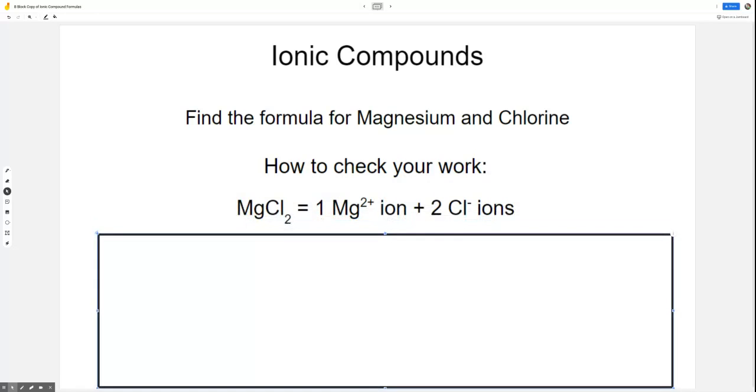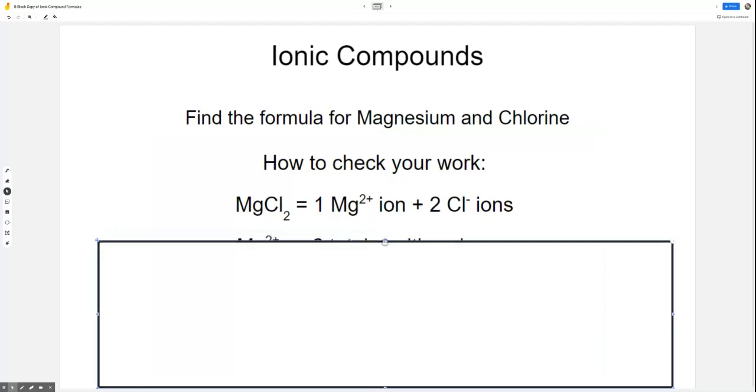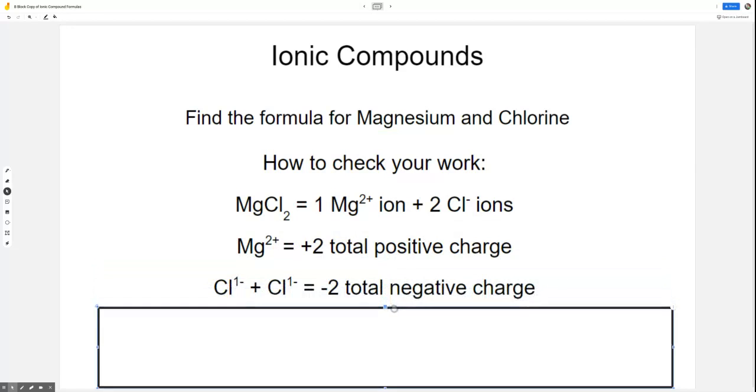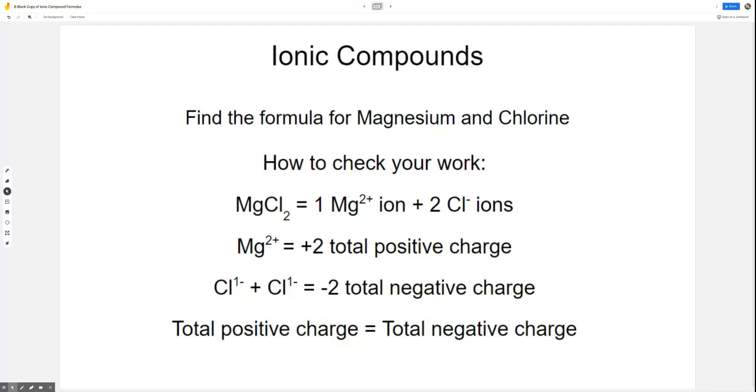Okay, MgCl2, and I sort of explained this in the last slide as well. The formula means 1 magnesium, 2 chlorines. Well, 1 magnesium means a total of positive 2. 2 chlorines together gives you a total of negative 2. If the total positive charge and the total negative charge are the same, then you've created a neutral compound. And as long as you've simplified, if possible, you've got a valid ionic compound formula.